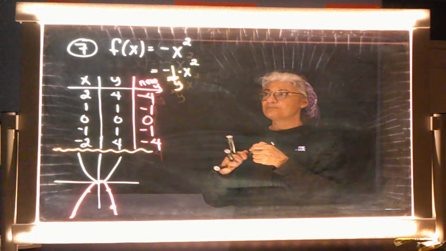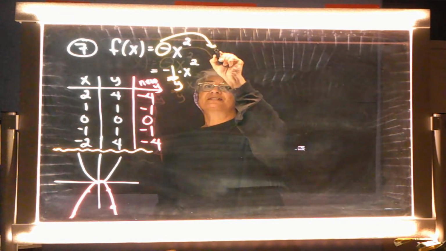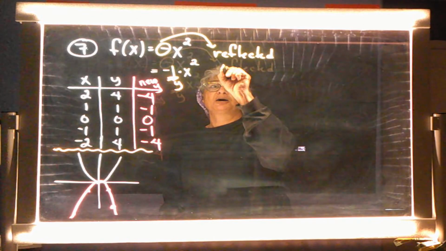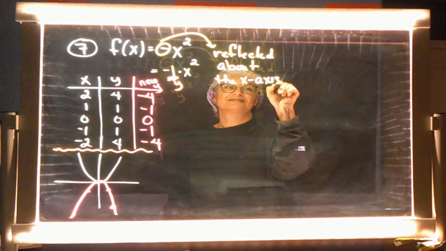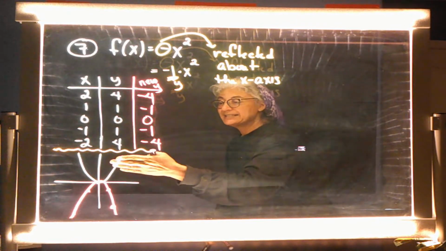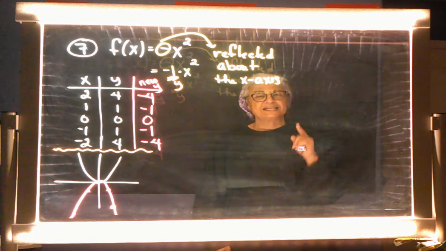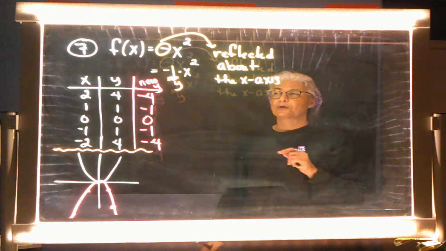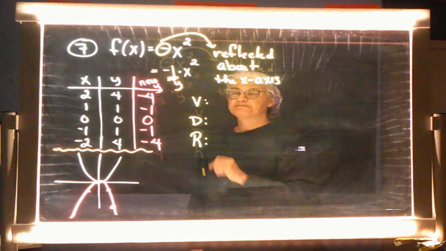So, let me get you the correct verbiage. This negative in front of the x squared tells you it reflected about the x-axis, which means the x-axis acted like a mirror and it saw its reflection in the mirror and now it's looking down. It's like you looking into a pool of water and seeing your reflection. Good? Okay.